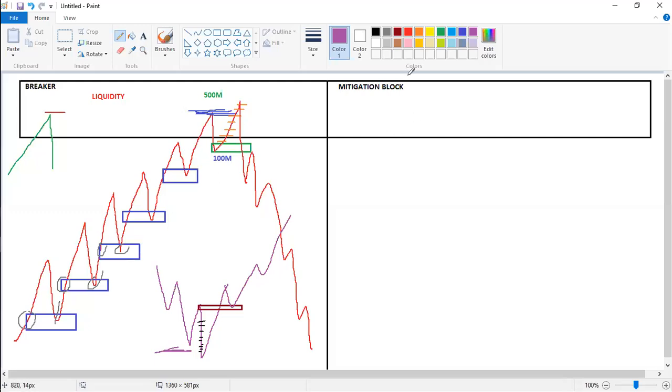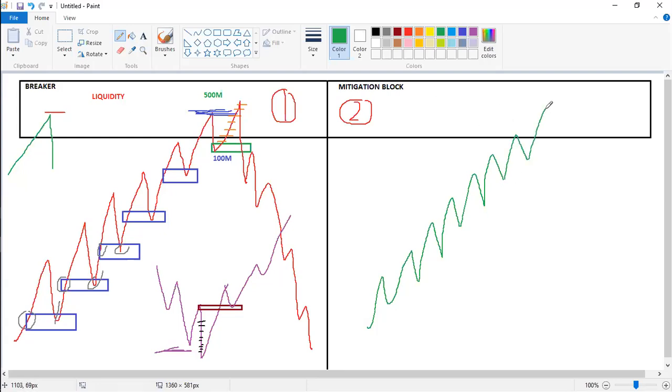Then a mitigation block is found in type 2. Okay, so this is type 1. This is type 2. So same scenario as the breaker, higher high, higher. These are all return to order blocks. All of these return to order blocks. Then we get to the area where we want to reverse, right? When price gets into this level, the institutions will sell here, right here. They're going to sell. This is their first sell order. They want to sell. Once they sell, price comes down, right here.